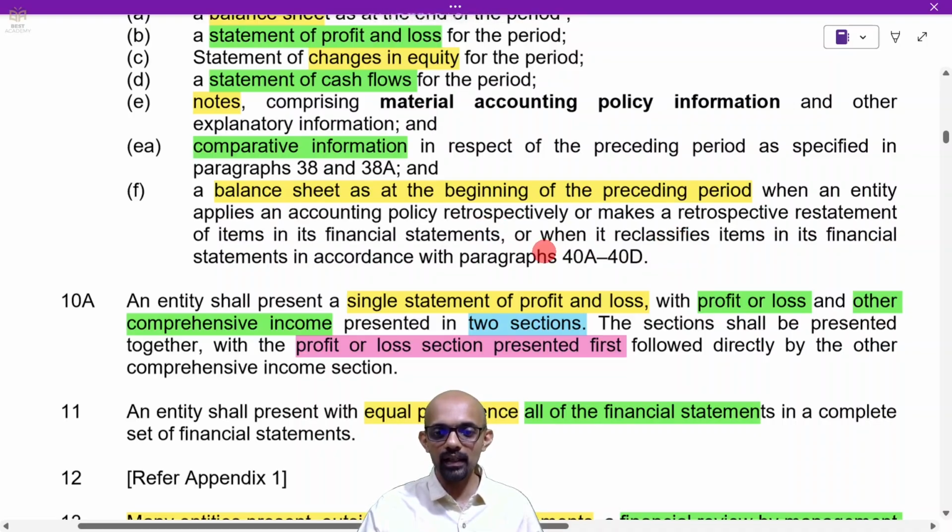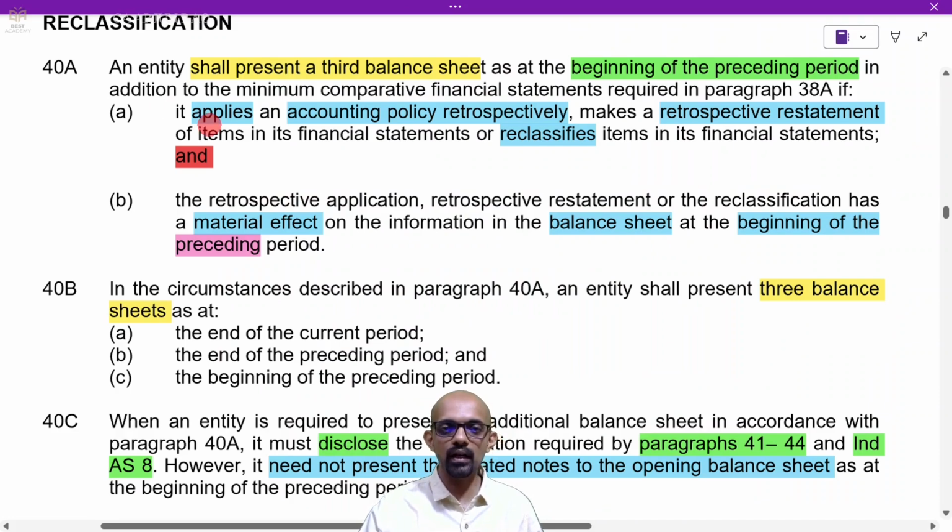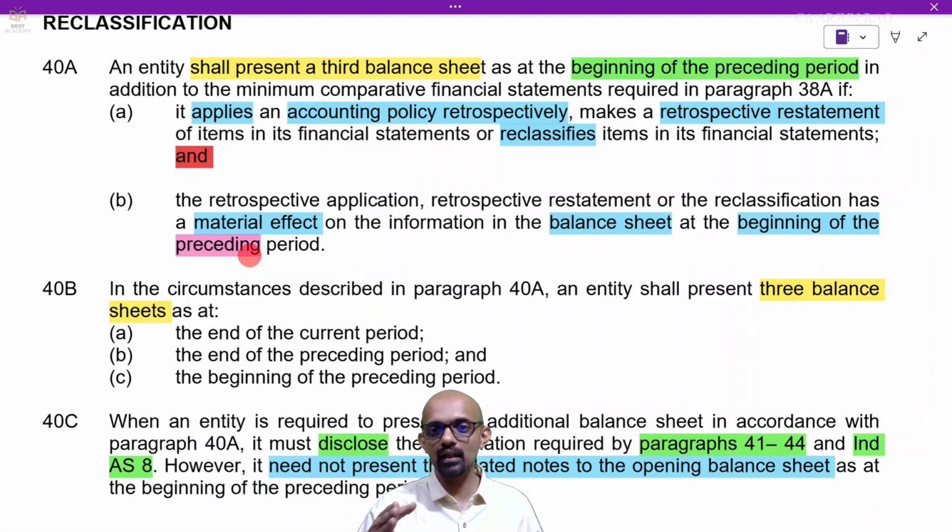And there is a qualification given in para 40A that this third balance sheet is required only when, in addition to the retrospective application of the accounting policy, retrospective restatement or reclassification, that affects materially the balance sheet at the beginning of the previous period. So, if you are talking of 31/3/2026, in that year you make a retrospective restatement, let us say. So, it should affect the financial position at the beginning of the preceding period.